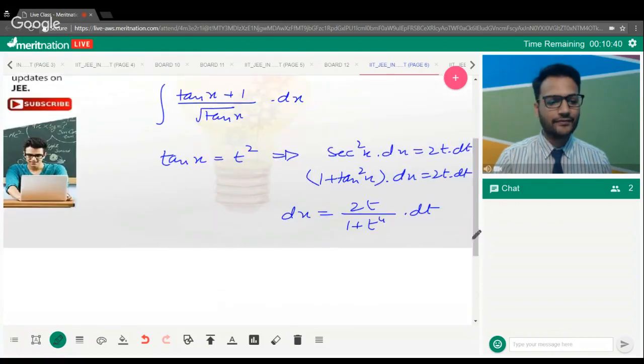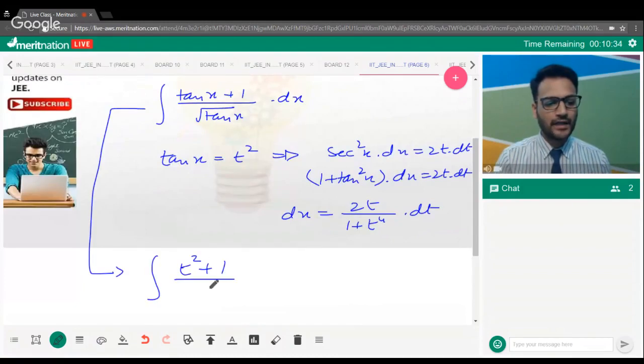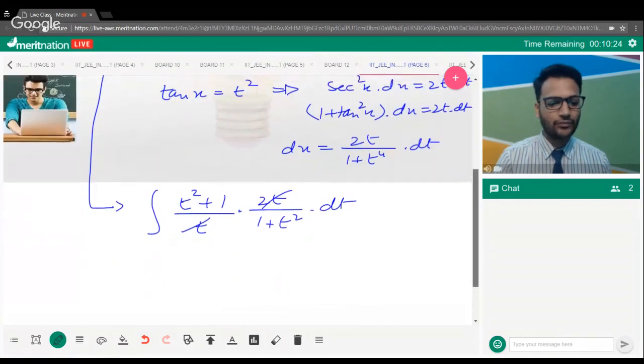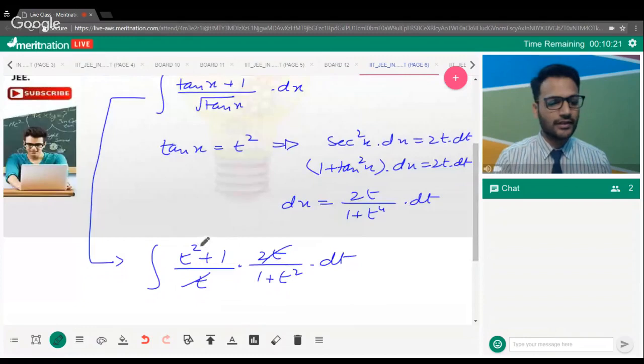Then we'll replace the values. So the same integration turns out to be t square plus 1 upon t, because the square root of t squared is t, times 2t upon 1 plus t to the power 4, dt. t and t get cancelled out. 2 can be taken outside. Sorry, this is t to the power 4.